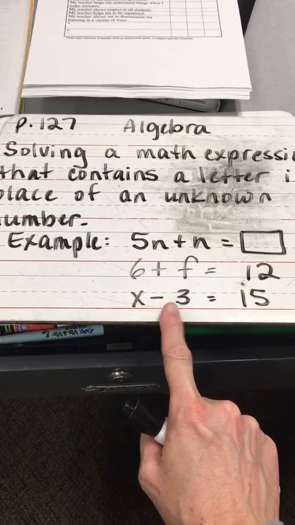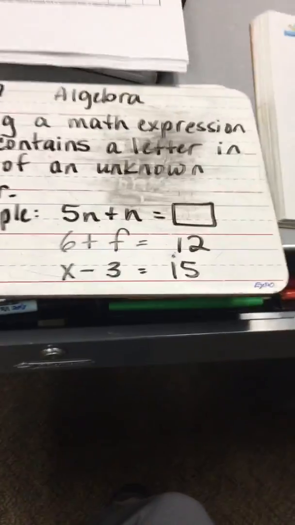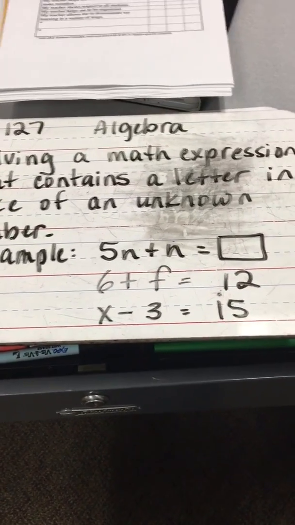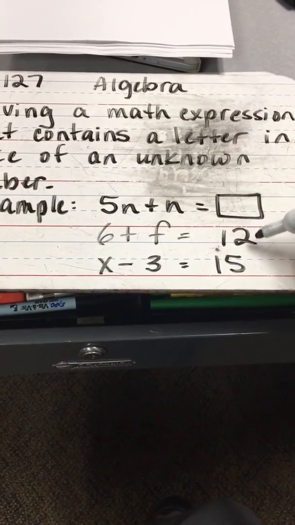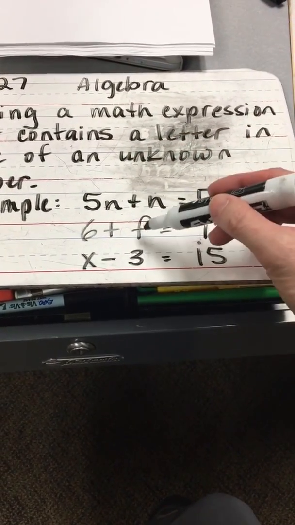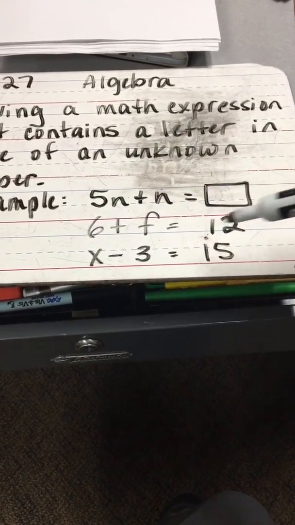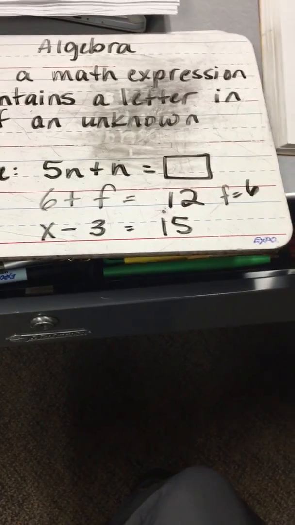Another one is like x minus 3 is 15. Some of these are easier than others. For example, with 6 plus f equals 12, you're given a 6 and a 12, and you can figure out what that missing number is. So 6 plus 6 equals 12, which means that f is 6.